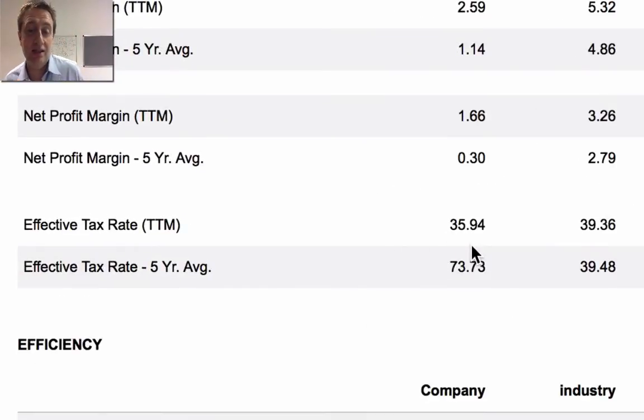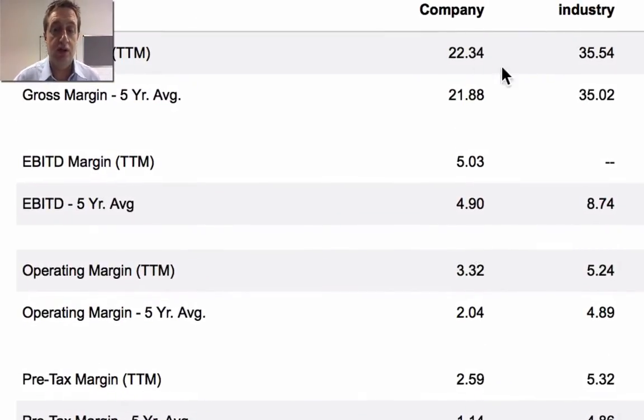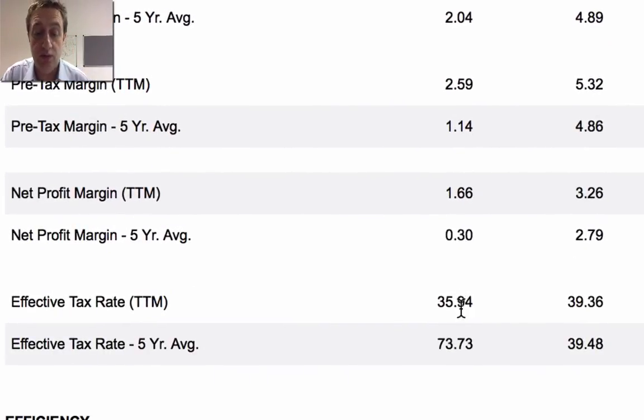Look at the size of this tax rate. So you've got the company's tax rate, you've got the industry tax rate, and you've got the sector tax rate. So in the last 12 months, TTM is trailing 12 months, it's 35.94%. Over the 5 years, it's 73%, so it's a big change. But the company's effective tax rate and the industry effective tax rate are roughly about the same. So I'm going to go for 35.94%.